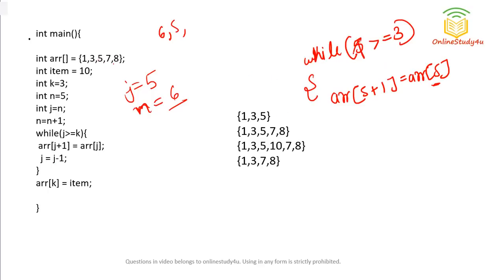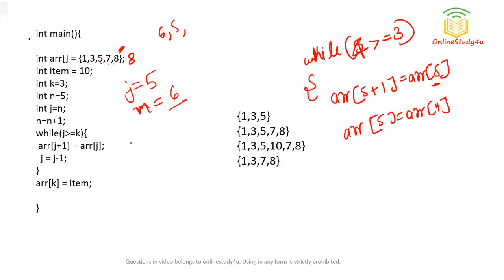4 greater than equal to 3, yes, condition is still true. So again we are doing ARR j plus 1, that is 4 plus 1, that is 5. To 5 store the value that is stored at the fourth index of the given array ARR. So what is the value stored? 0, 1, 2, 3, 4. 8 is stored at the fourth index of the given array ARR. So the same value, that is 8, will be stored to the fifth index of the ARR, right? So the fifth element of the given array will be 8.